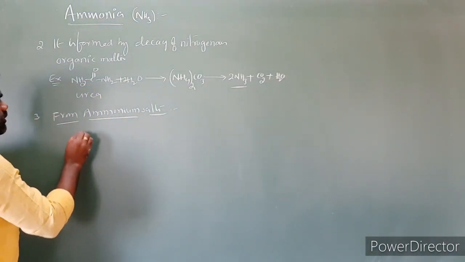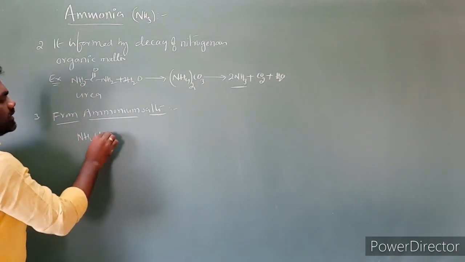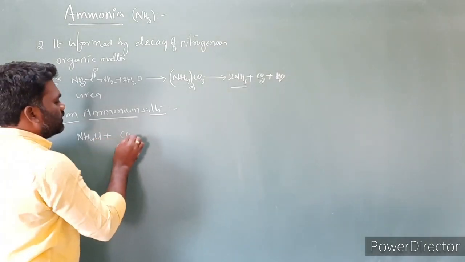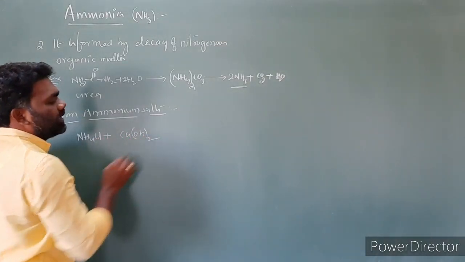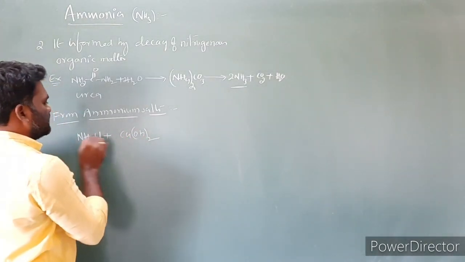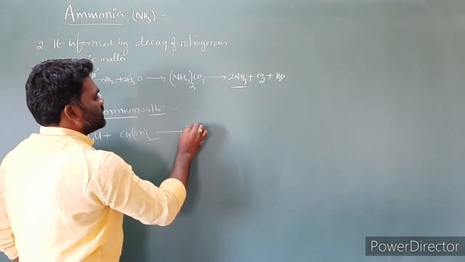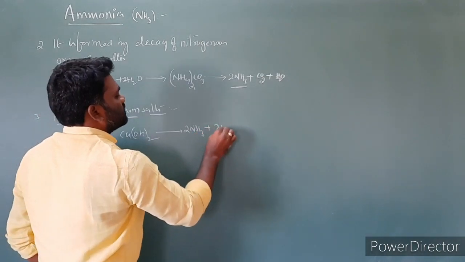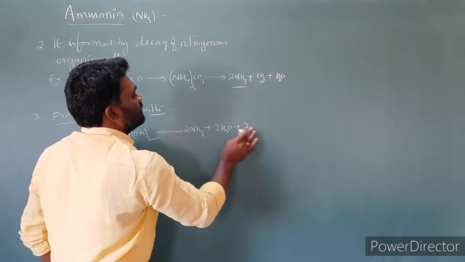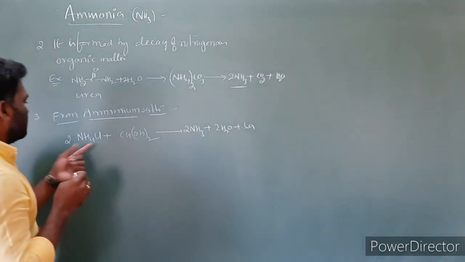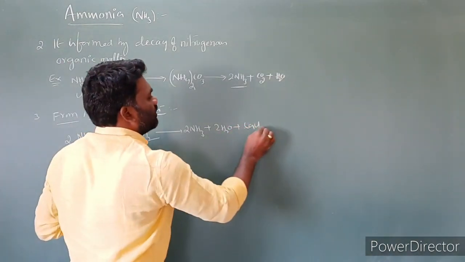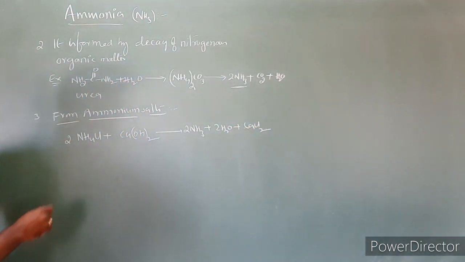First I am taking ammonium chloride, NH4Cl. Ammonium chloride will be treated with calcium hydroxide. Then the product is 2NH3 plus 2H2O plus CaCl2, with Ca and 2 chlorines in the form of CaCl2. That is the product formula.